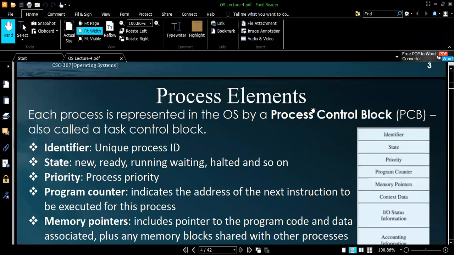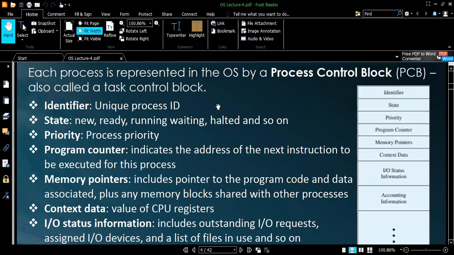All the data about a process, all the information needed by the operating system, is represented by the process control block. Now, what are the elements of the process control block? First of all is the identifier, a unique process ID. Each process in our computer has to have a unique process ID so that you can identify the process instantly, and no two processes will have the same ID.